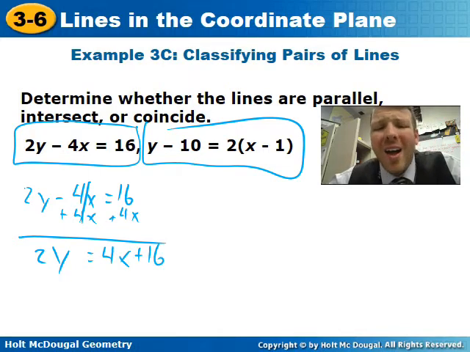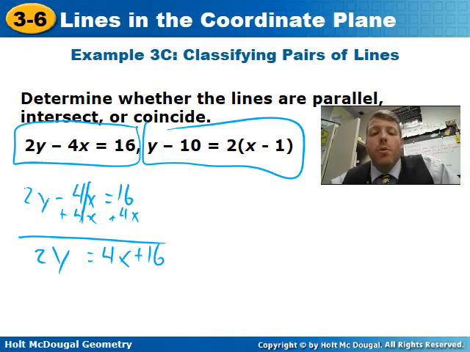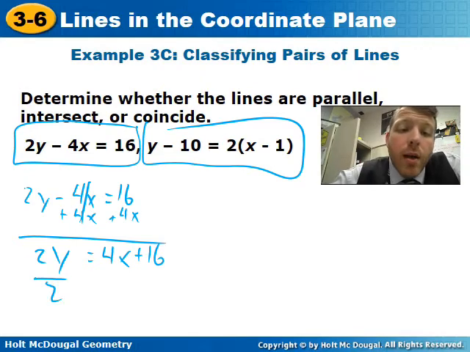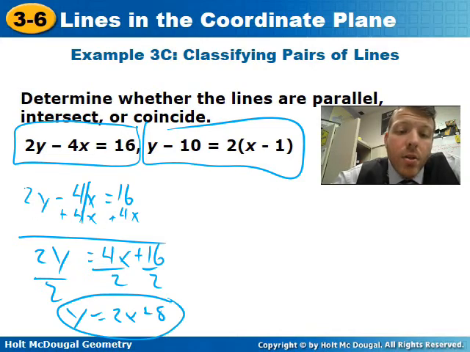You might say, why, Hostetler, why do you put the 4x in front? Well, it's because I like to have the slope in the front and not afterwards. So we're then going to divide by 2, and that means y is going to equal 2x plus 8. Now I have it solved for y.